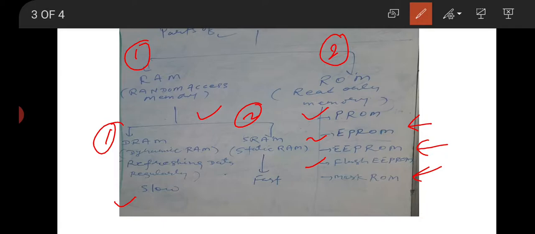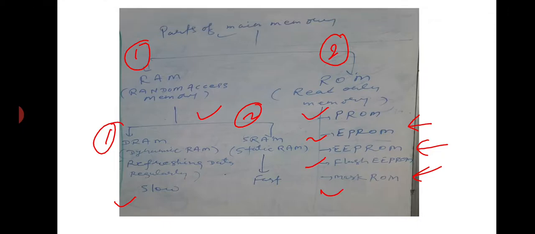And the last one is mask ROM. In this type of ROM, we record the information at the time of manufacturing of the ROM. When we manufacture this ROM, we have to record the information at that time, and later it cannot be erased or altered. So these are the parts of your main memory.